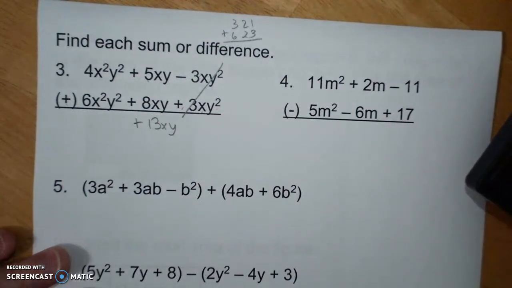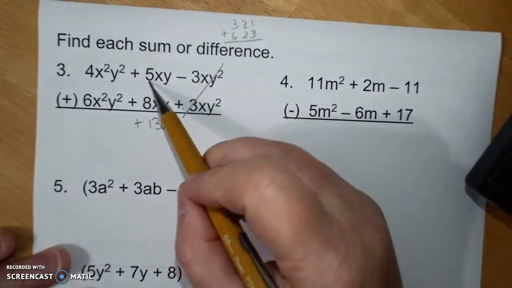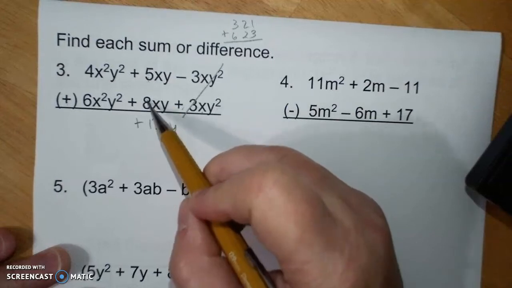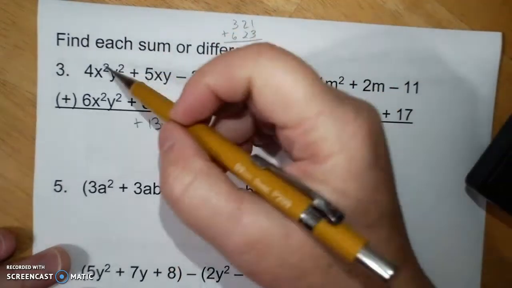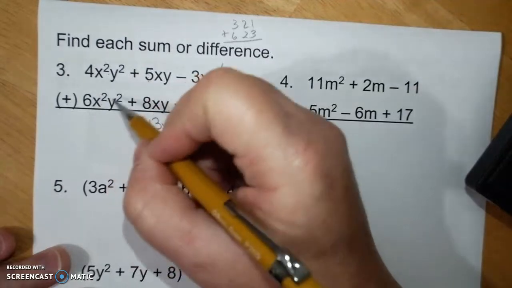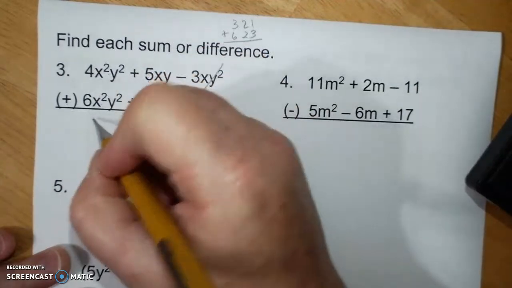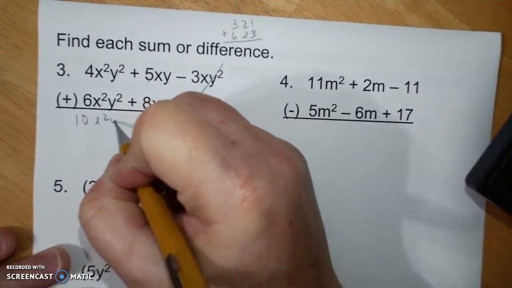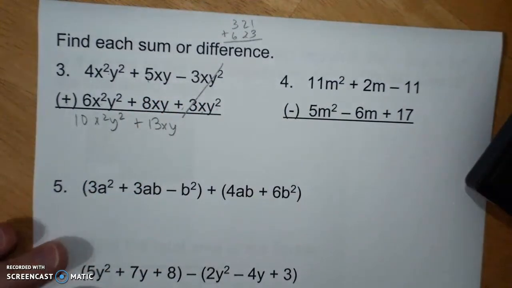Now, get that solidified because when you multiply, that's a different rule. So when you're adding like terms, you add the numbers, take the last name. 4x squared y squared, 6x squared y squared, they both have the last name of x squared y squared, so it's 10x squared y squared, and that's your final answer.